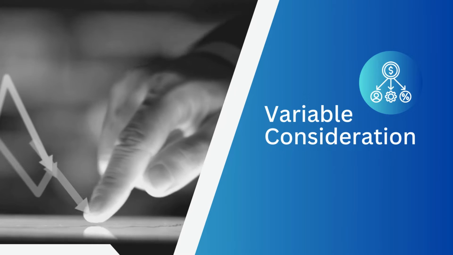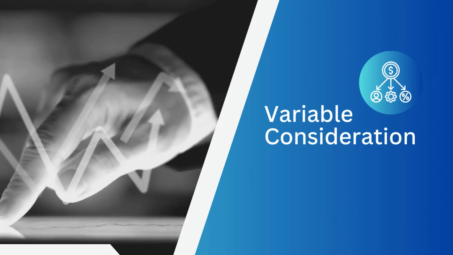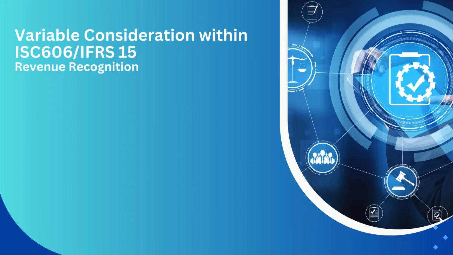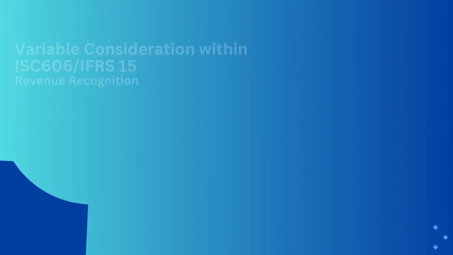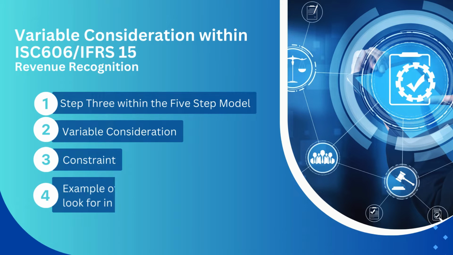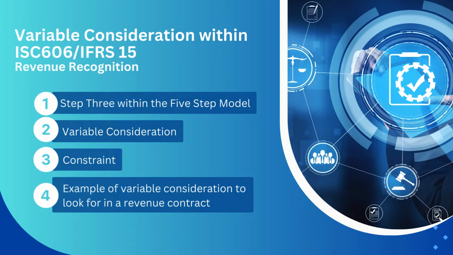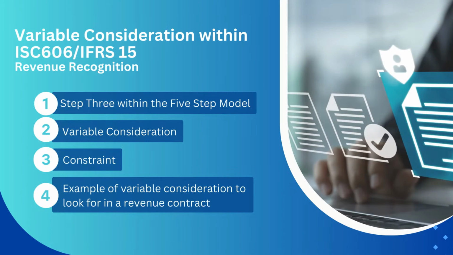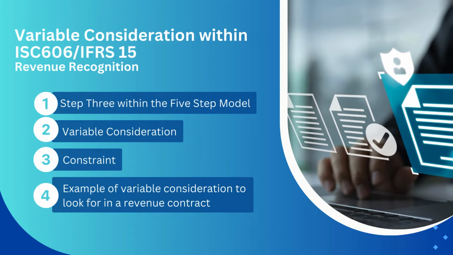On today's agenda, we're going to talk about three different things within variable consideration. We're going to talk about what actually is variable consideration. We're going to talk about the constraint on variable consideration. And lastly, we want to give you some examples of what variable consideration looks like, so when you review your contracts, you will know what to look for.